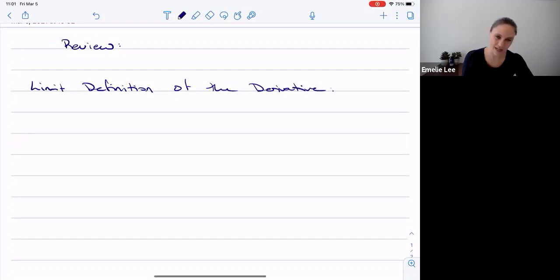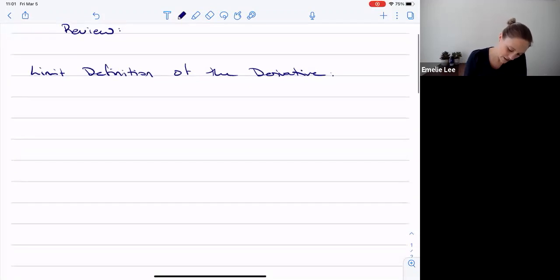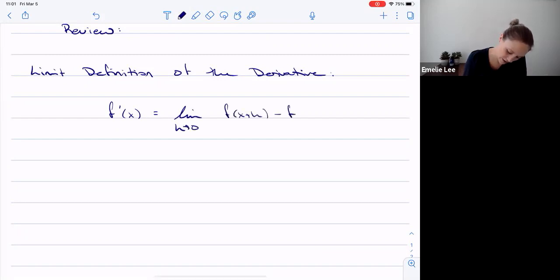But then I also said, okay, we're not going to be using the limit definition for the rest of the course. That's going to be crazy, you'll see. But it will always work, but sometimes it'll just kind of blow up, and I'll show you some examples in the next section. But so the limit definition of the derivative says that the derivative of f of x is the limit as h goes to 0 of f of x plus h minus f of x over h.